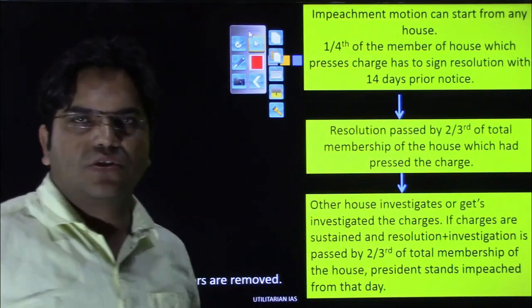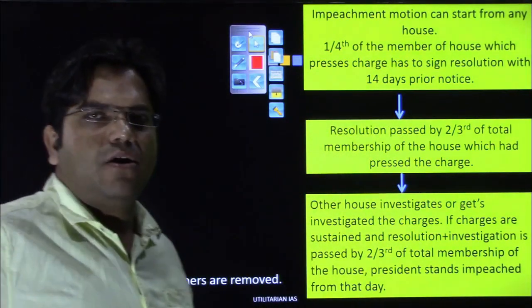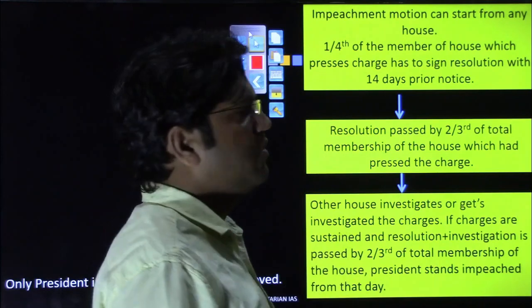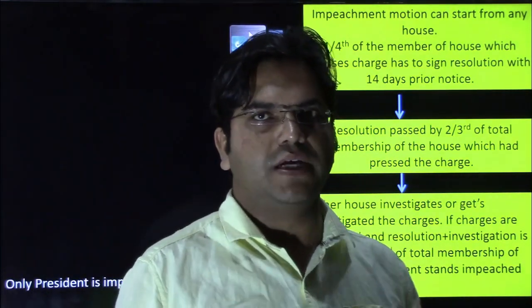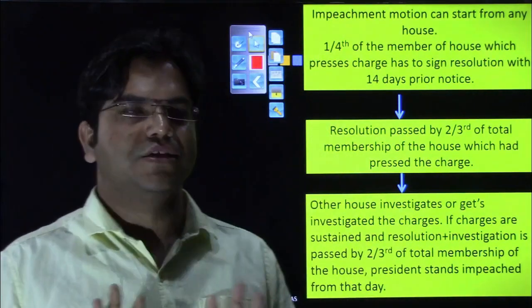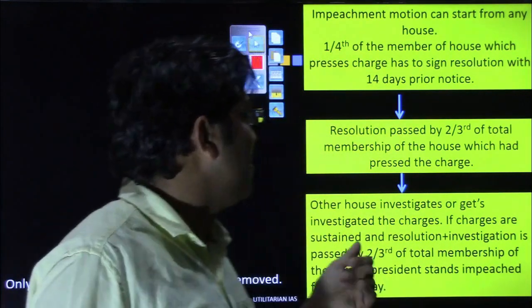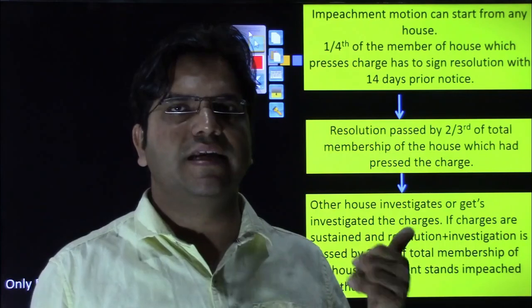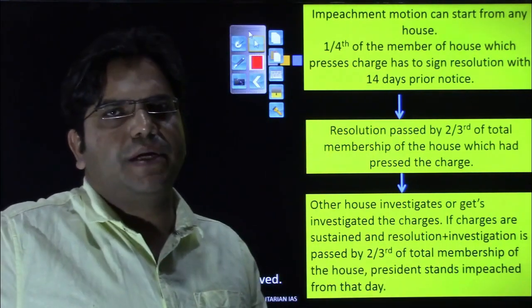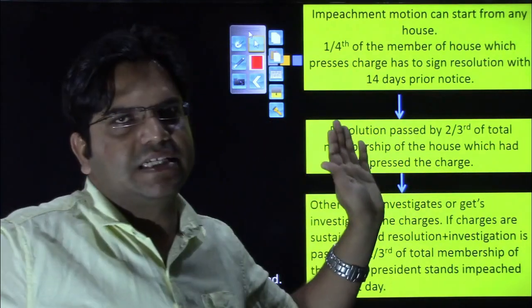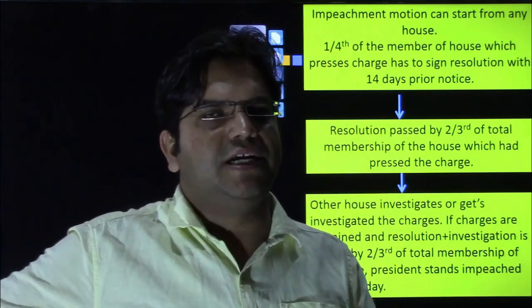So the impeachment process can start either in Lok Sabha or Rajya Sabha. It can start in both the houses. So suppose a party levels the charge that the President Ramnath Kovind, again a hypothetical case, no offense to Ramnath Kovind ji, our President. So suppose against the incumbent president, I will not name him, a particular party wants to press the charge that the president has violated the constitution.